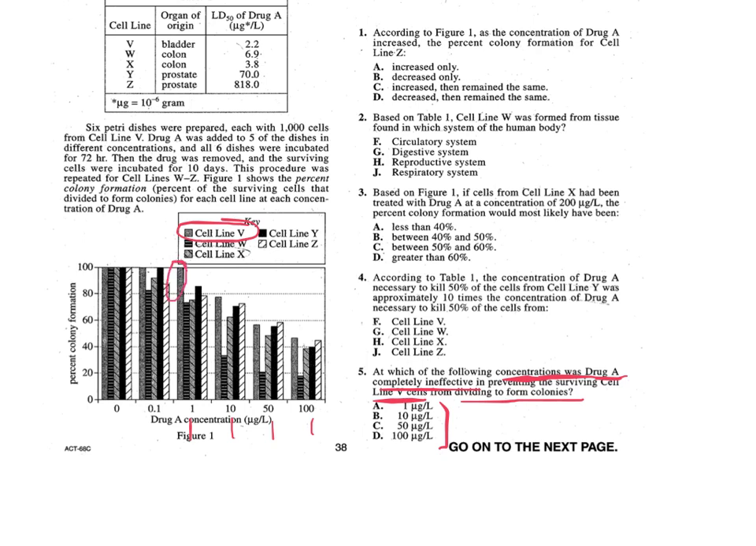Cell line V would be here, here, here, and here. Now the question is asking, where was drug A completely ineffective in preventing the cells from forming colonies? Here we have colony formation. So when it was completely ineffective in preventing colony formation, that means we would have the maximum colony formation, and that would be at the 100% colony formation mark, which is at a concentration of 1.